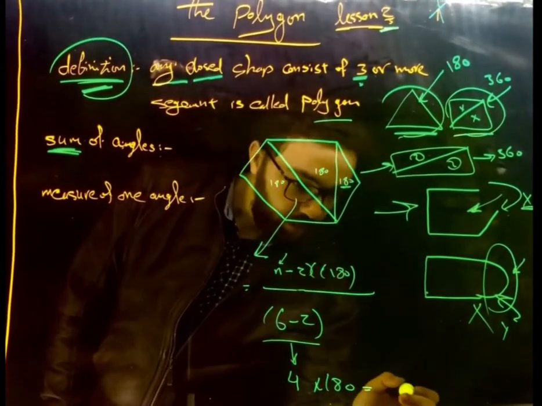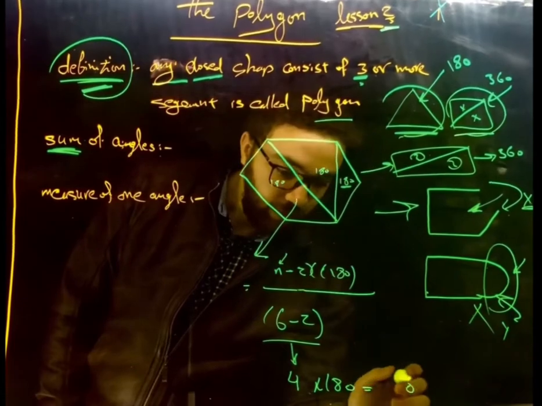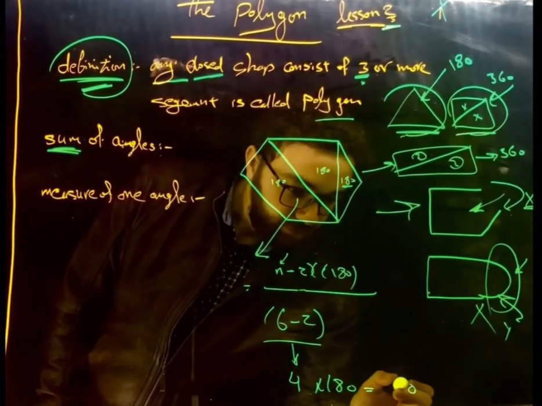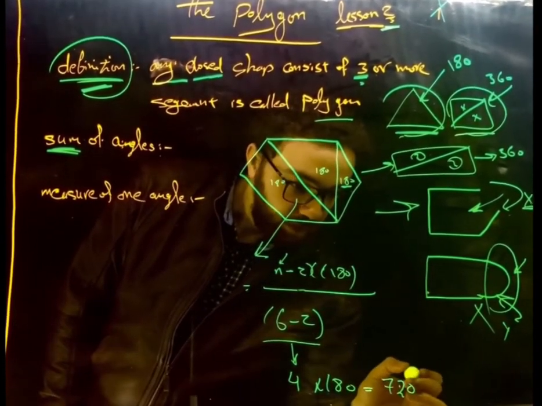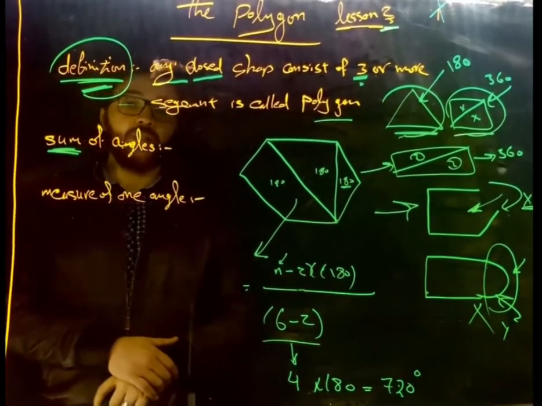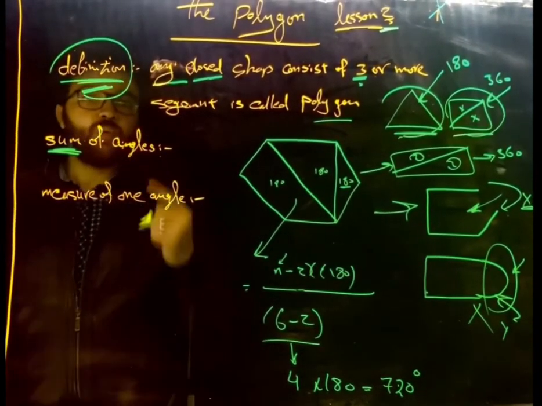4 times 0 equals 0, 4 times 8 equals 32, which equals 720. What about one angle?